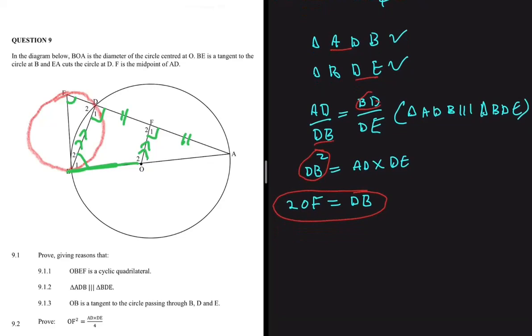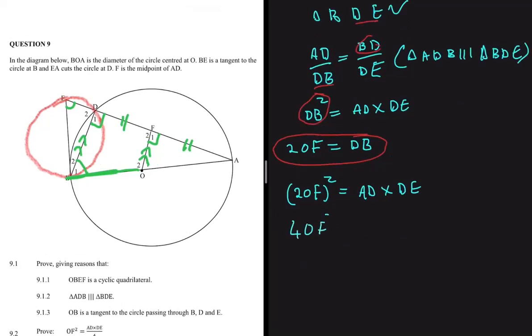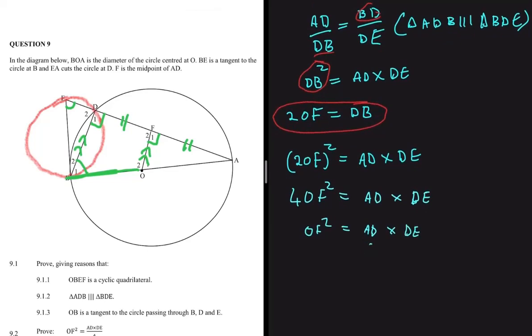So if we substitute that back into our equation, we get (2OF) squared being equal to AD multiplied by DE. It should be easy to see now that we get 4OF squared is equal to AD multiplied by DE. So now we divide both sides by 4, right? If we do that, we get OF squared is equal to AD multiplied by DE, and then everything divided by 4.